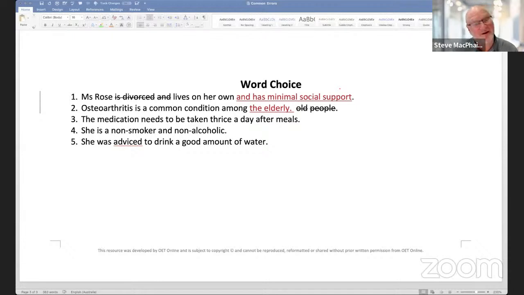Aged, among the aged, possible. Elder people, no. Older adults, in some circumstances, that's good.